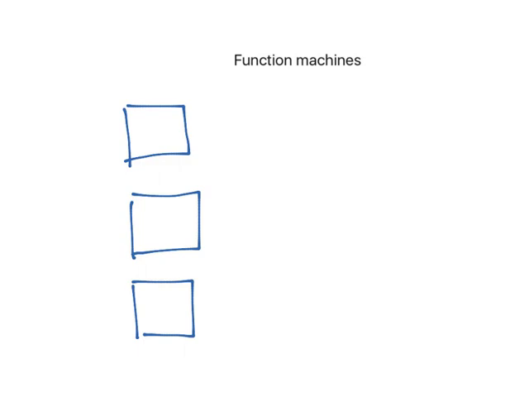So we're going to be looking at function machines. Function machines are a machine that performs a function. It does something to a number. So they might add something on, they might multiply by a number, or they might subtract a number, or they could divide. Any operation can be done by a function machine.